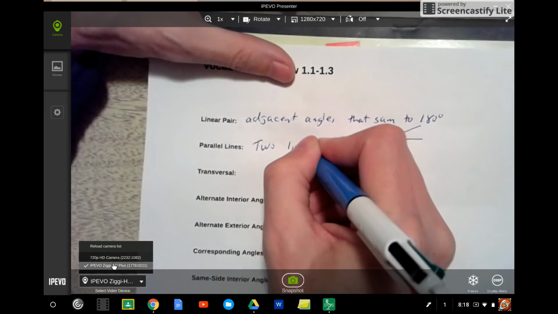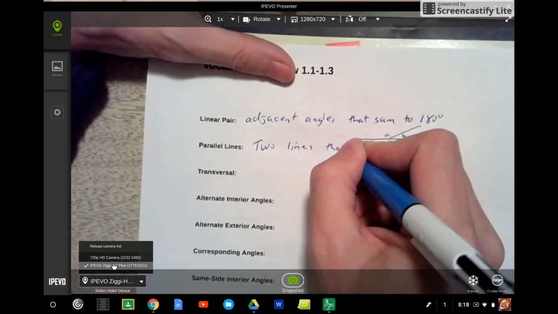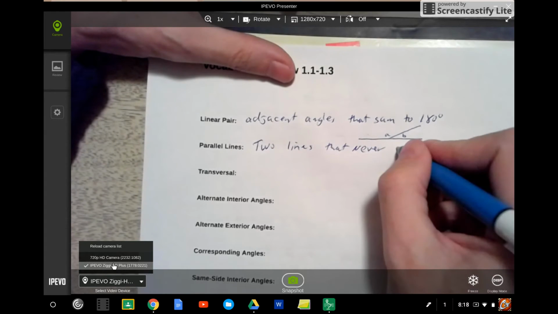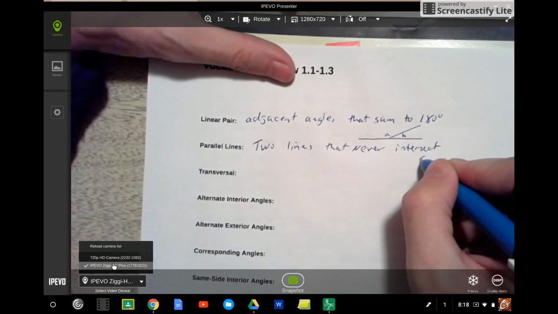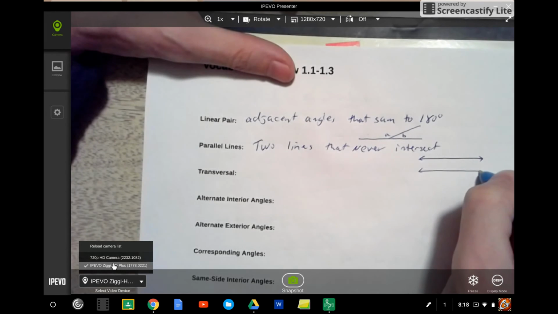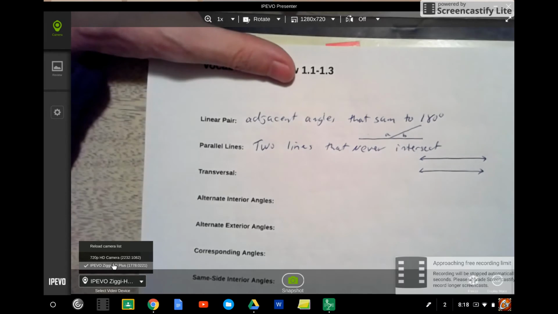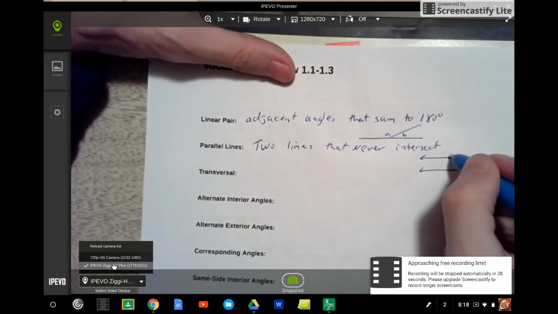Parallel lines: two lines that never intersect. Okay, so we've seen that. A line and another line. And we'd said that you could mark parallel lines by putting the feathers on it.